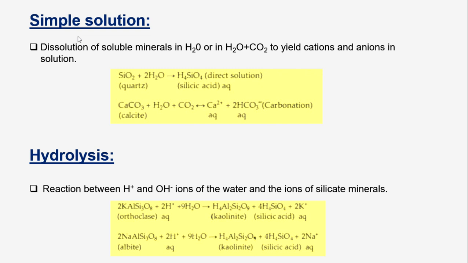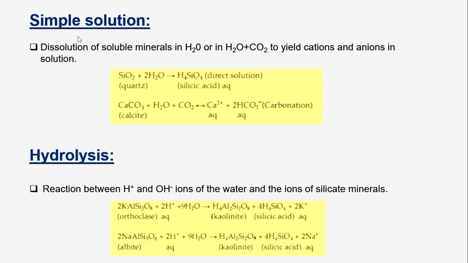So the first one is the simple solution. Simple solution is also called the congruent dissolution. This process occurs when a mineral goes into solution completely without precipitation of other substances. And this simple solution generally occurs with highly soluble minerals such as calcite, dolomite, gypsum, halite, but not with quartz, which is very resistant. Thus, the H2O or the H2O plus CO2 present in the water or the solution will react completely with the rock minerals.